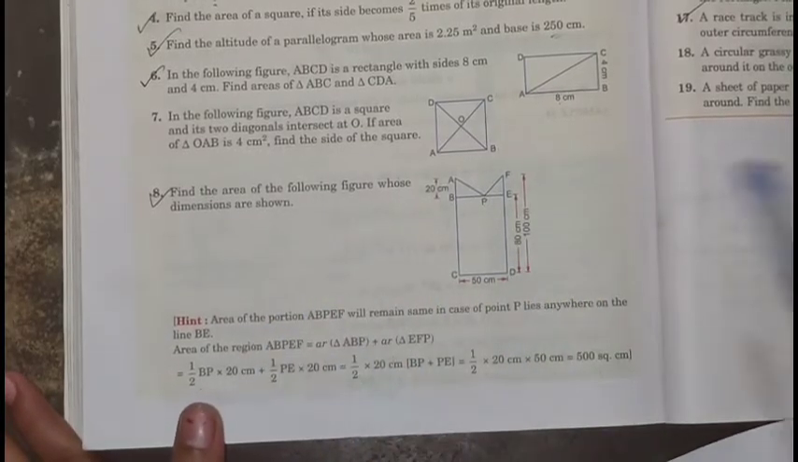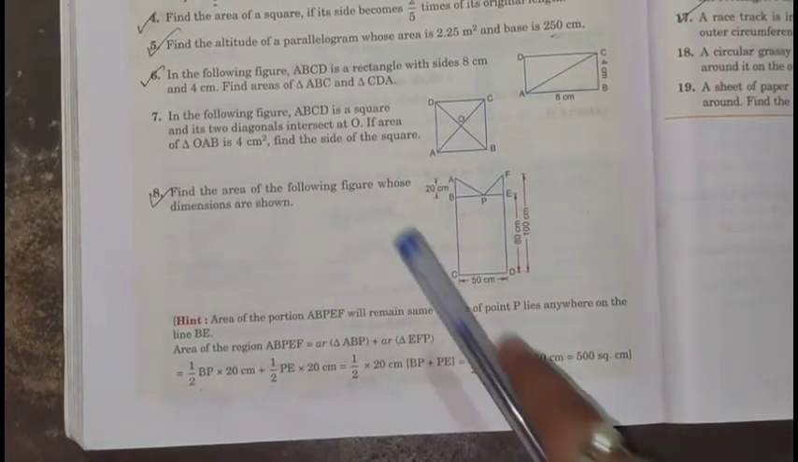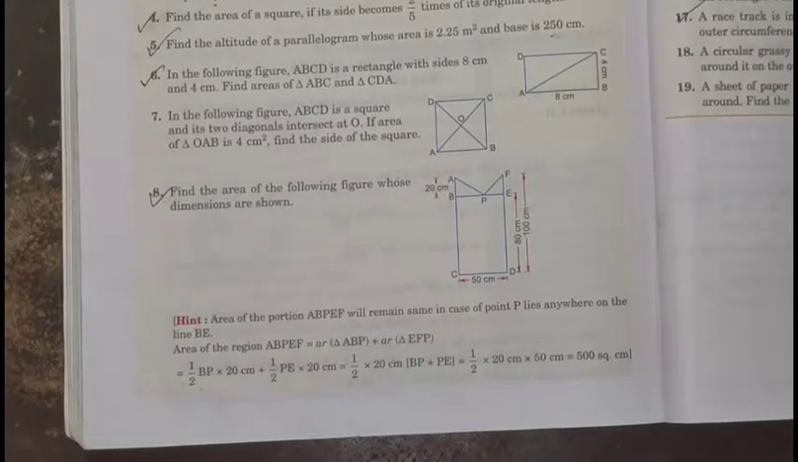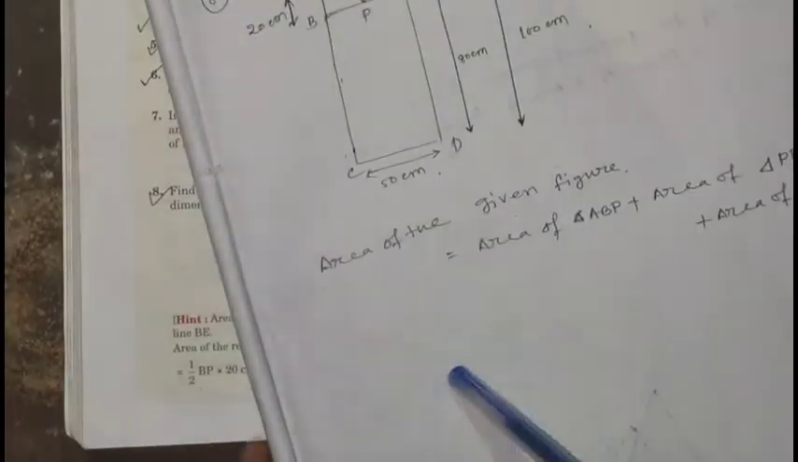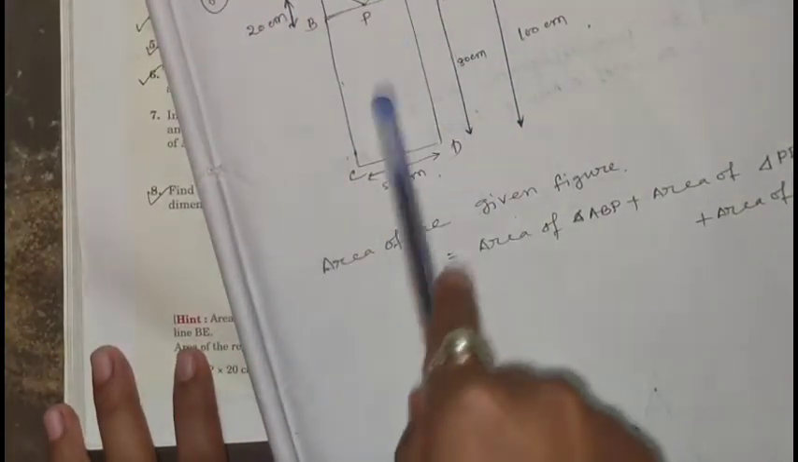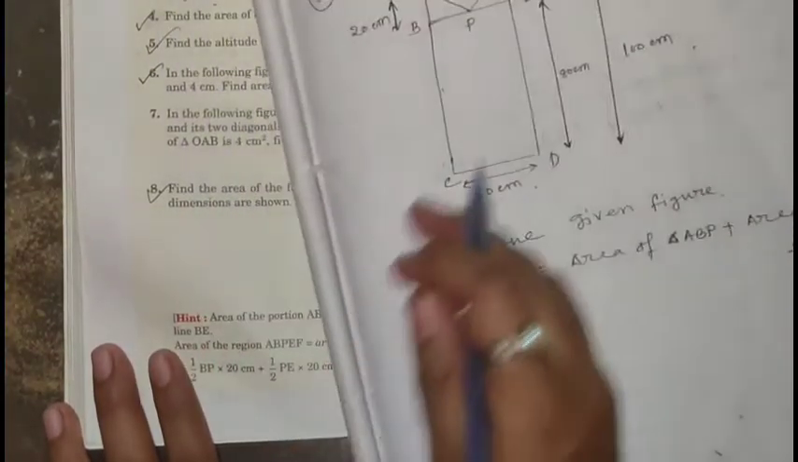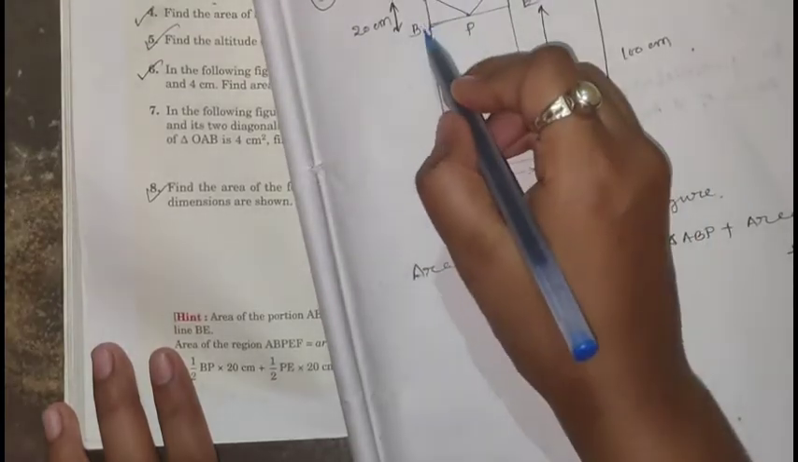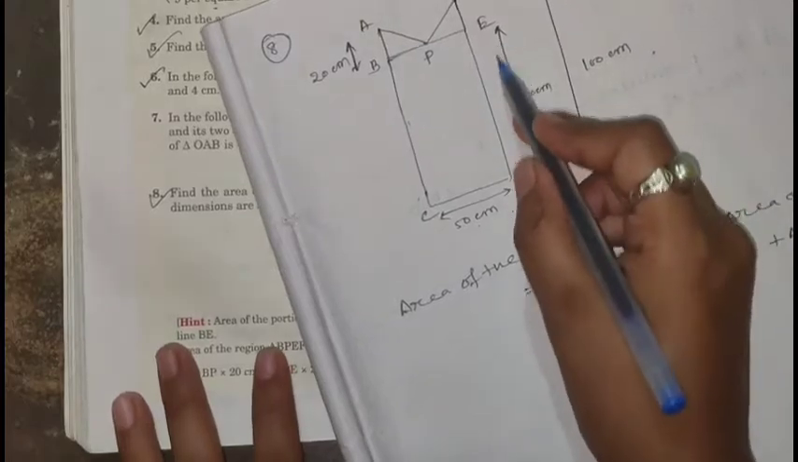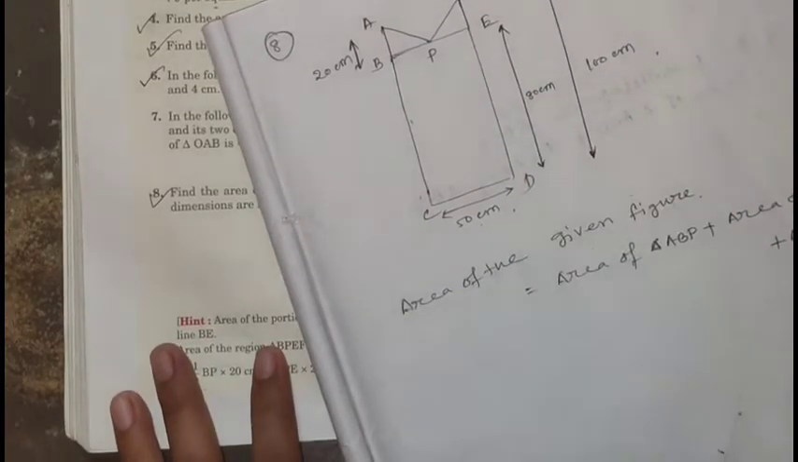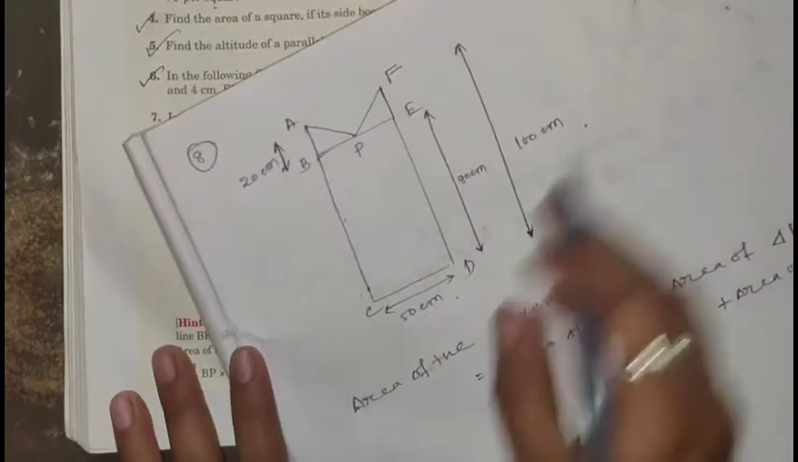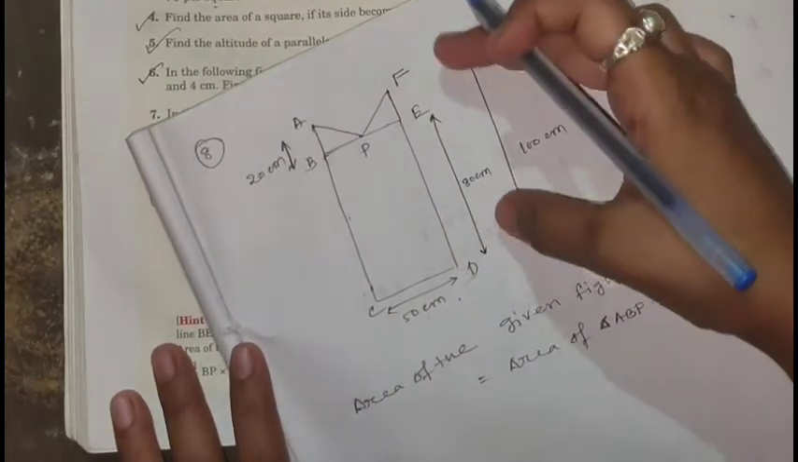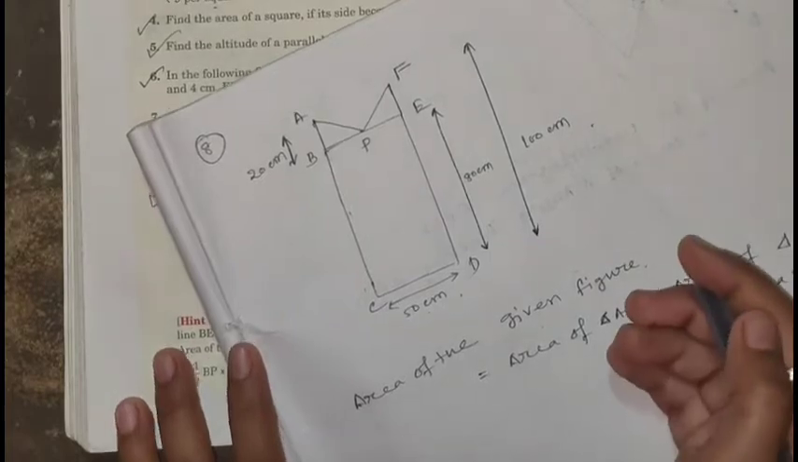Okay, next let's see question number 8. Here a figure is also given. You have to find the area of the following figure whose dimensions are shown. So you have to find the area of this figure. So here the length of AB is 20 centimeter. The length of DE is 80 centimeter. The length of CD is 50 centimeter, and the total side DF is 100 centimeter.